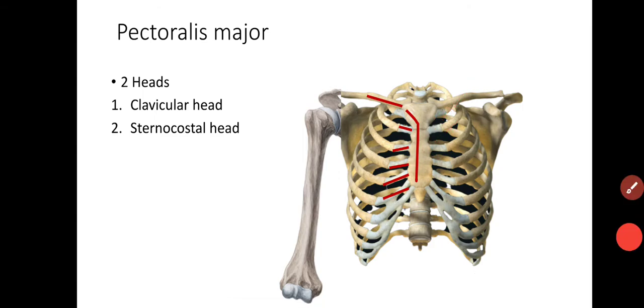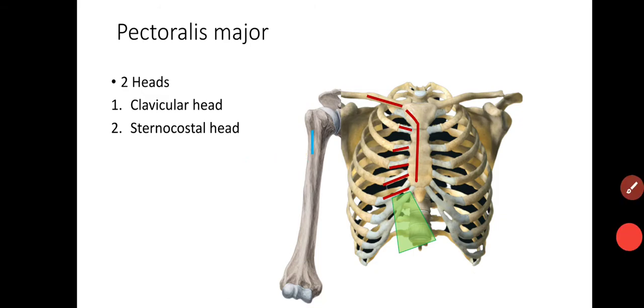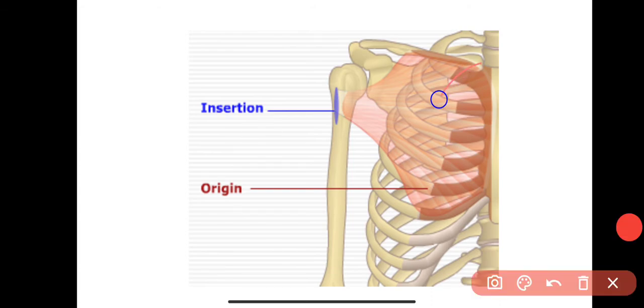It also takes origin from the aponeurosis of the external oblique. The fibers run upwards and laterally and are inserted into the lateral lip of the bicipital groove. This is the lateral lip of the bicipital groove present in the humerus. So this diagram shows the origin and this is the insertion.